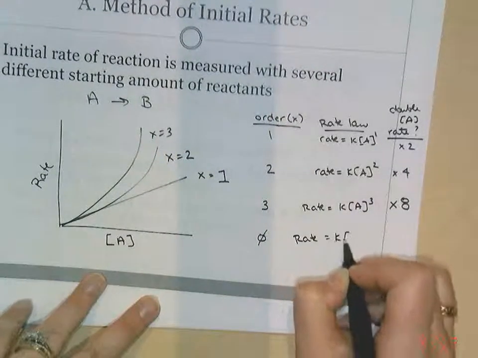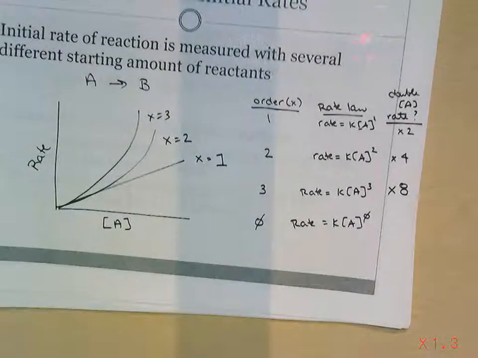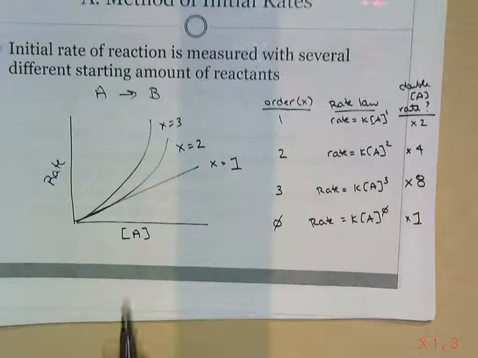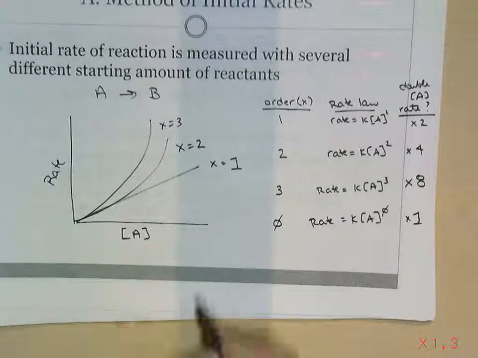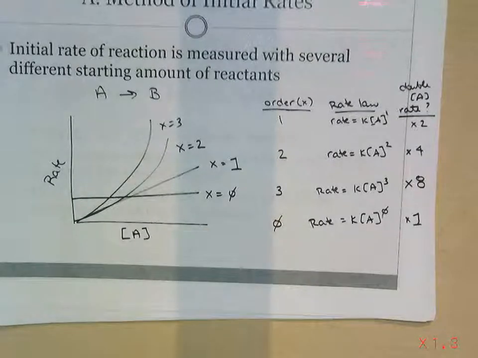All right, what if my power of A is now 0? What happens if I double the concentration of A, if I go from 2 to 4? Okay, what happens when you raise something to the power of 0? 1. So now it's rate equals rate constant. So nothing happens. So what would that line look like? If I change the concentration, rate's not affected. So how would this look?